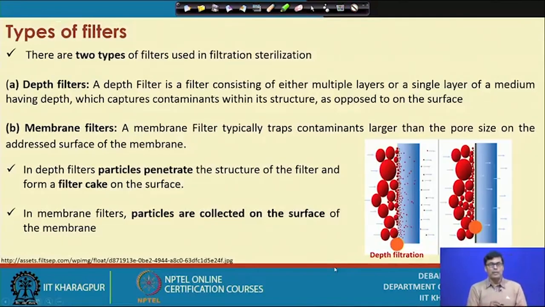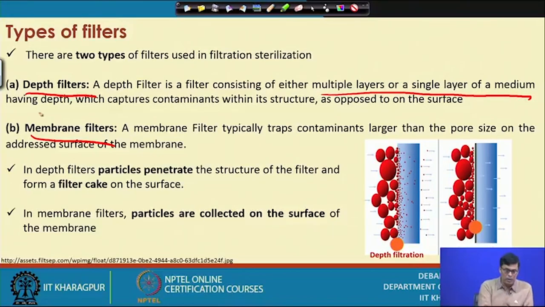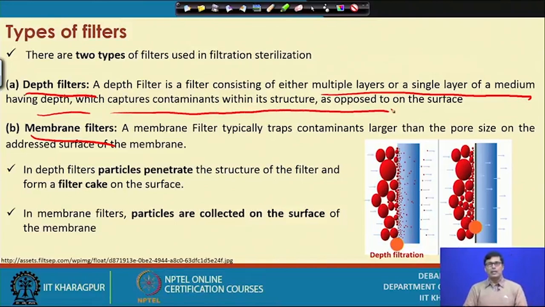Now, another important thing is what are the different types of filters available? One is called the depth filter, another is the membrane filter. A depth filter consists of either multi-layer or single layer, or a media of depth, which captures the contamination in the structure. I can give the example of the hollow fiber membrane. It is a depth filter. It is not a membrane type of filter. But a membrane is a kind of sheet type of material.